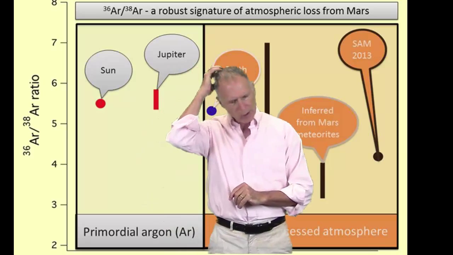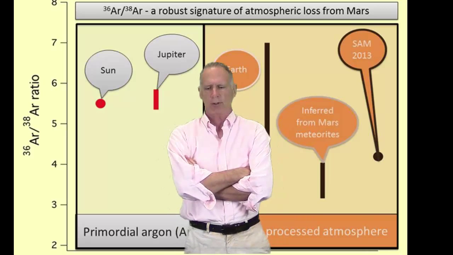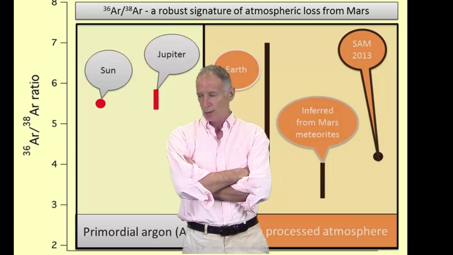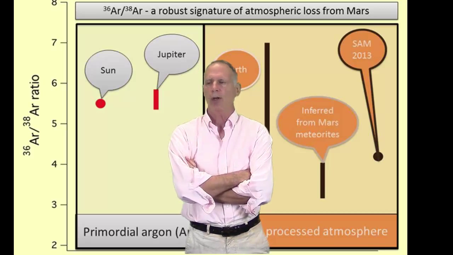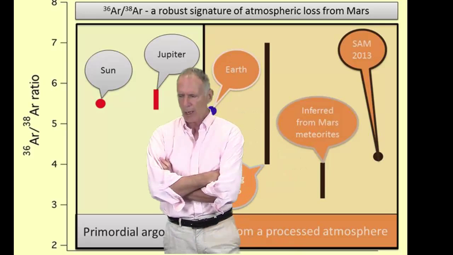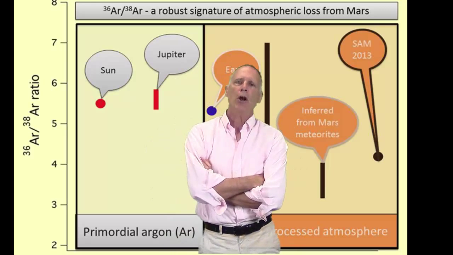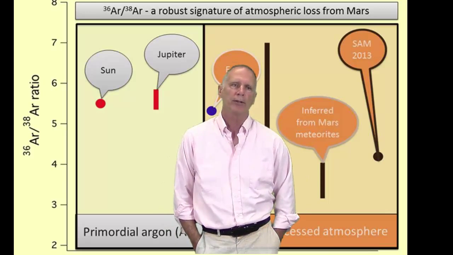We all know what an isotope is by now. Isotopes are chemicals with variations in their neutrons. And so we're looking at argon-36, which has 2 fewer neutrons than argon-38, and we're looking at that ratio. Now, why do we look at argon? We look at argon because it's a noble gas, and noble gases do not react with other chemicals.